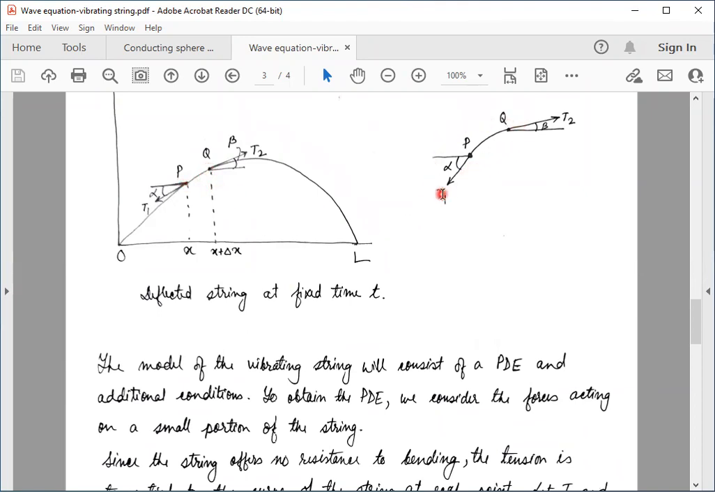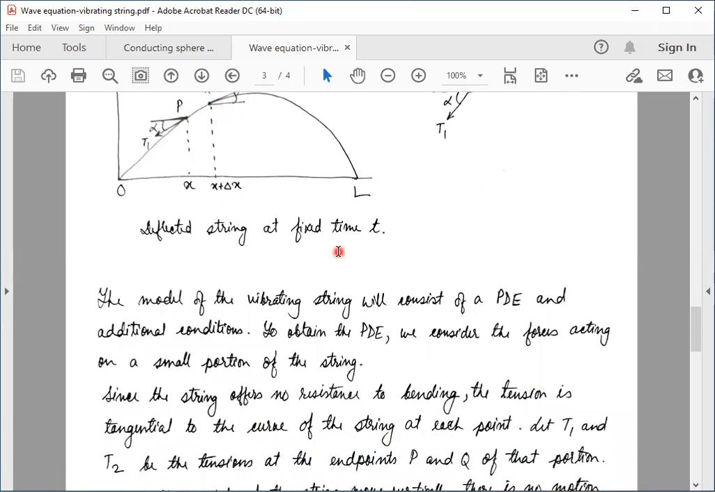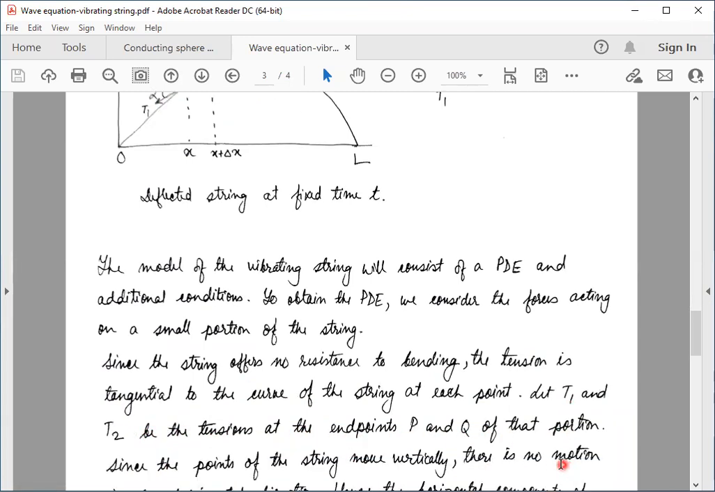Okay, so this is a magnified picture of this portion. Since the string offers no resistance to bending, the tension is tangential to the curve of the string at each point. Let T1 and T2 be the tensions at the endpoints P and Q of that portion.